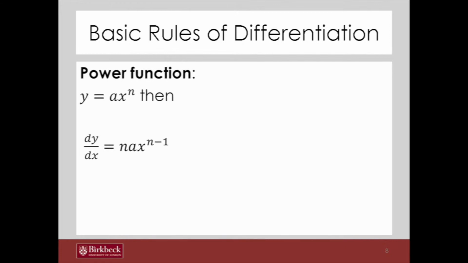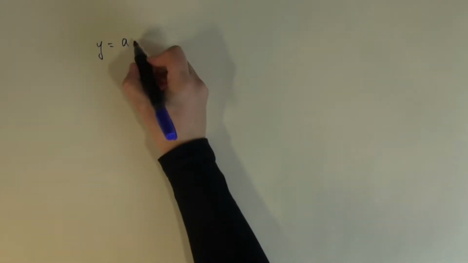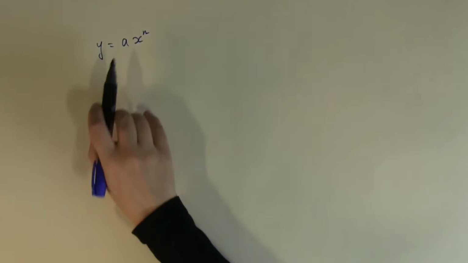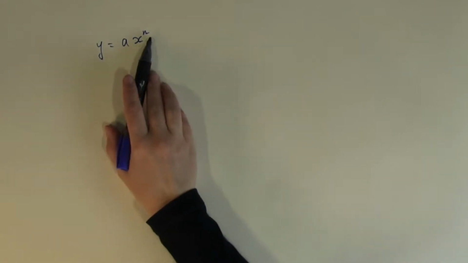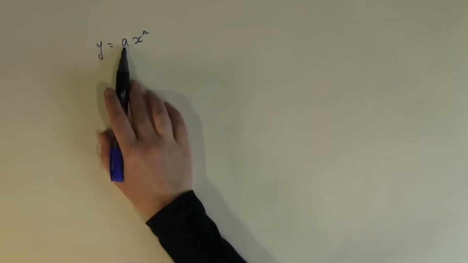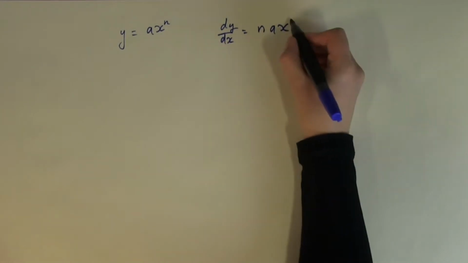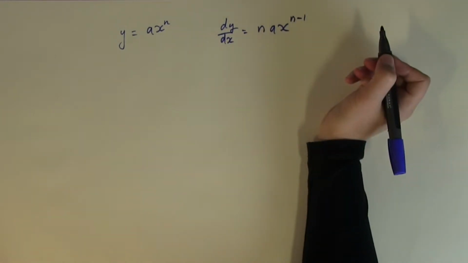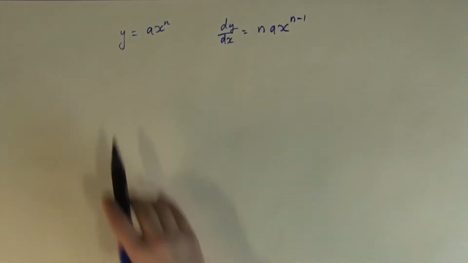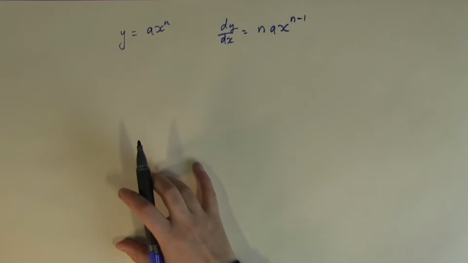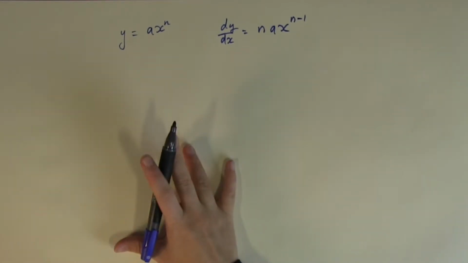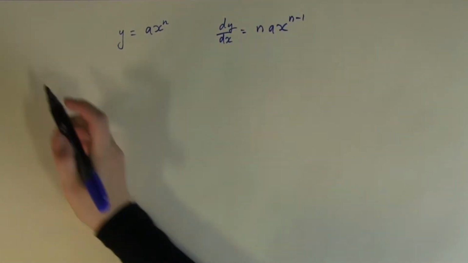So what does the power function look like? Well, it's basically ax to the power of n. So basically, the variable x is raised to some kind of power, and we may or may not have a coefficient in front of it. What will be the derivative? So the rule says bring the power down and lower the power by 1. It looks a little bit more complicated than it actually is, so I'm going to go straight into some practice questions to show you how simple this is.